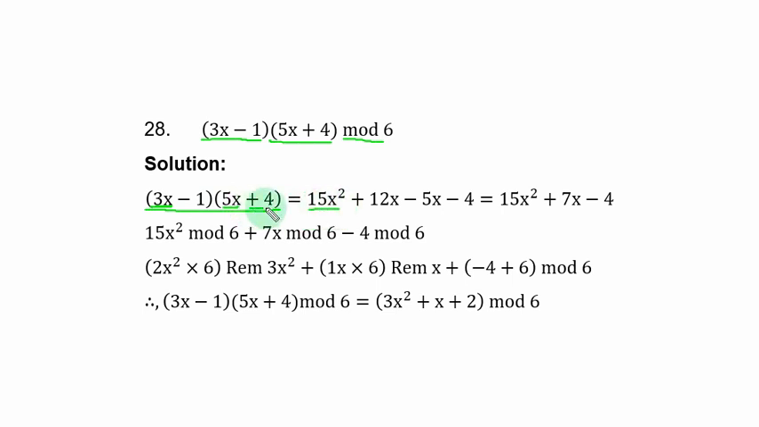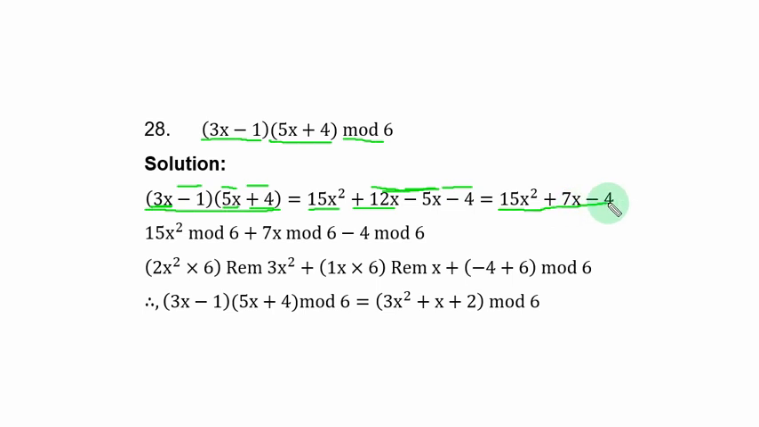3s times plus 4, you have plus 12s. You take minus 1 to multiply 5s, you have minus 5s. The same, minus 1 times plus 4, you have minus 4. These two like terms, when added together, give you 15s squared plus 7s minus 4.